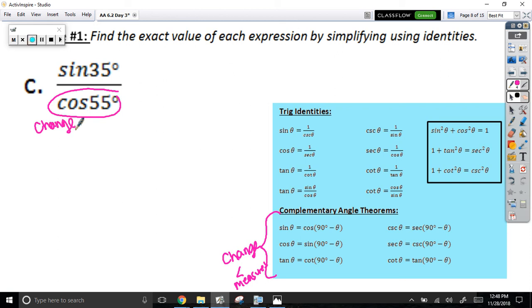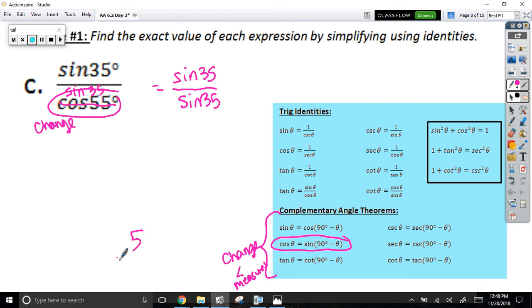So we go to our sheet. The cosine of theta equals the sine of 90 minus theta. It's always going to be the number that's in the other expression. But if you want to check, 90 minus 55, this will be the sine of 35. So we have sine 35 over sine 35, which will be what? 1.